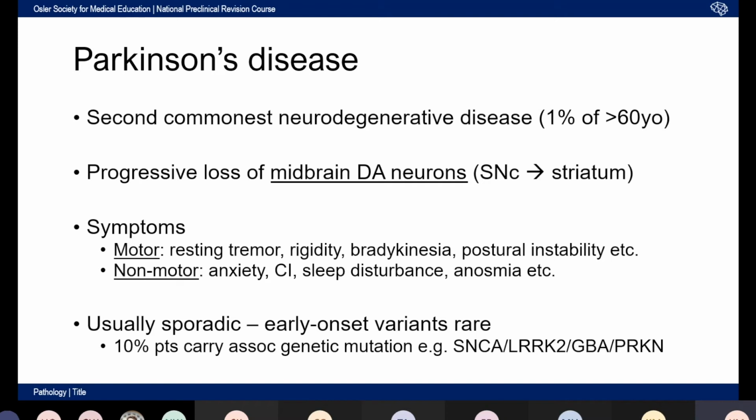So many of the recognized symptoms of Parkinson's are motor symptoms, and they include things like the tremor, the rigidity, the slowed movements, etc. But it's also important to remember that there are some non-motor effects of Parkinson's, and these include things like anxiety, cognitive impairment, sleep problems, and loss of the sense of smell, which can actually come on before the motor symptoms, but it's something to be aware of as well. And as with Alzheimer's, Parkinson's is usually sporadic, and it has some complex gene environment interactions, but there are also some early onset genetic forms.